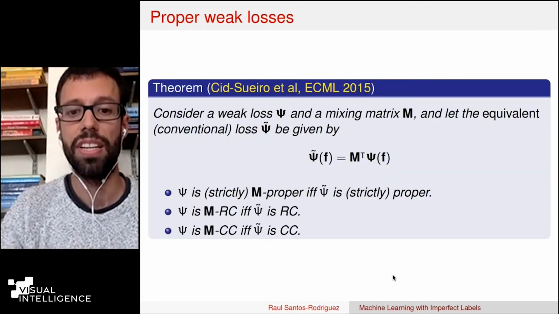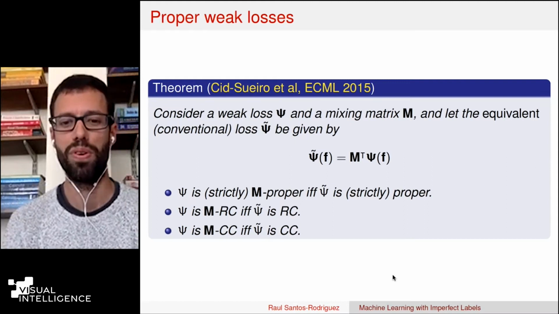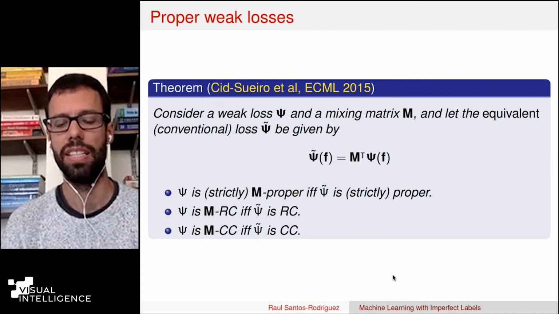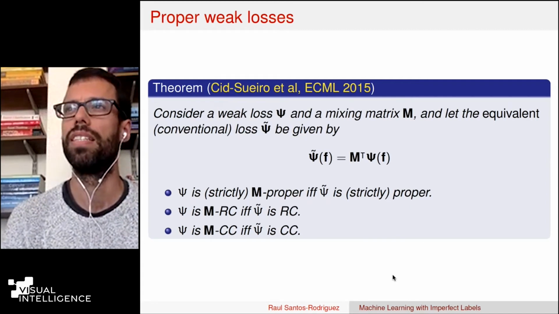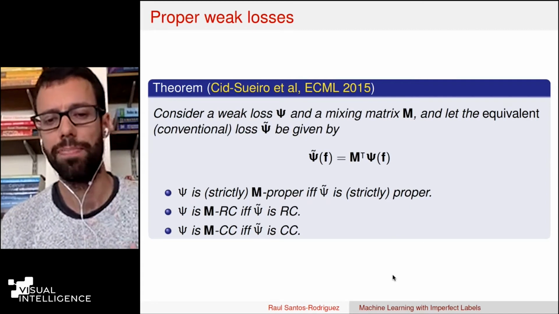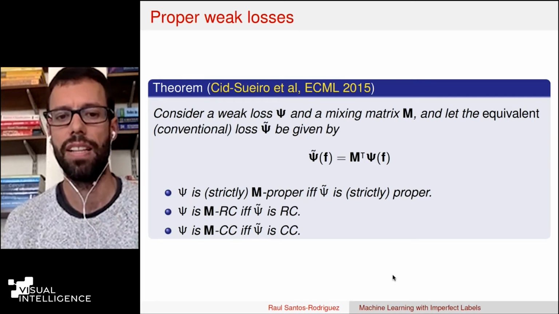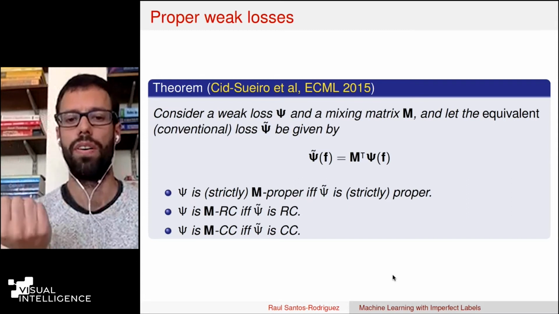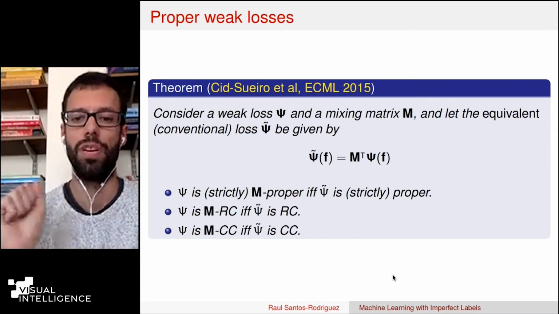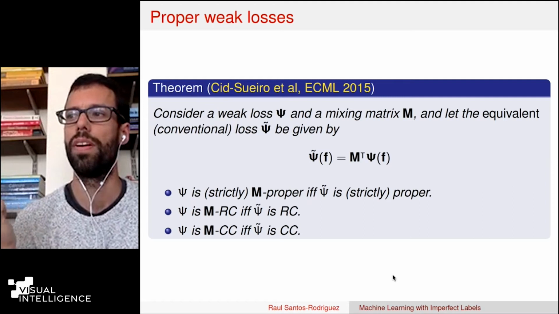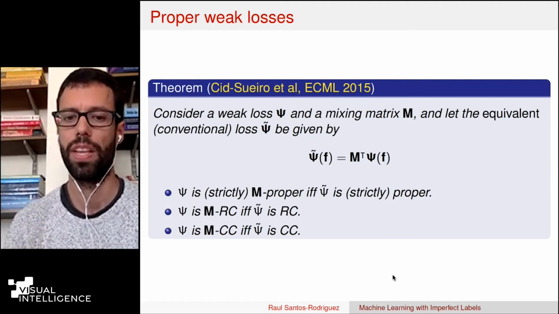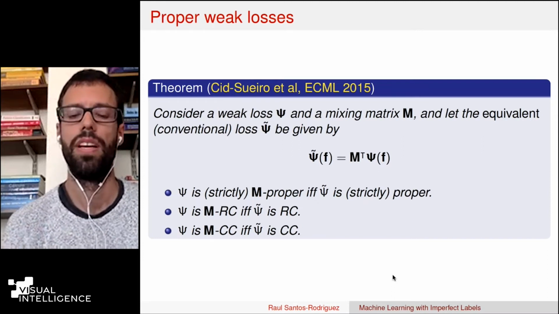And as promised, this is the last time that I show this type of horrible notation. But what I want to summarize in this slide is the fact that there are results that tell us that the same properties that we can achieve for a standard loss, for the exponential loss or log loss or cross entropy, we can achieve for the weak version of those losses. And this means the following.